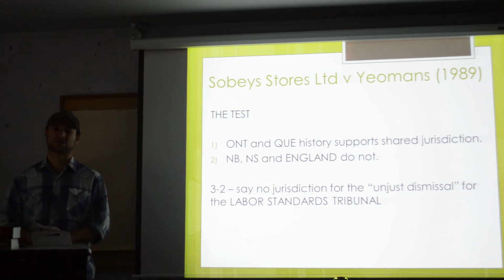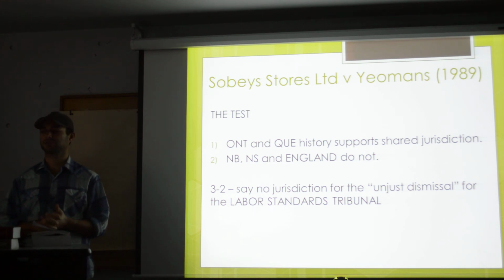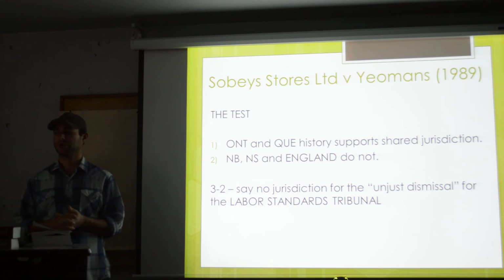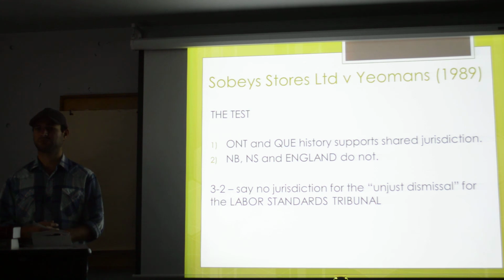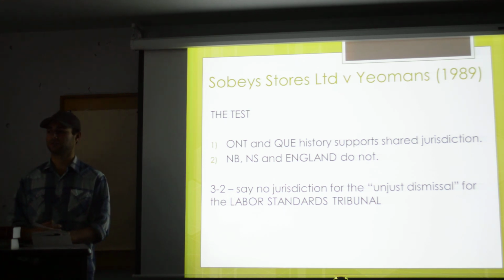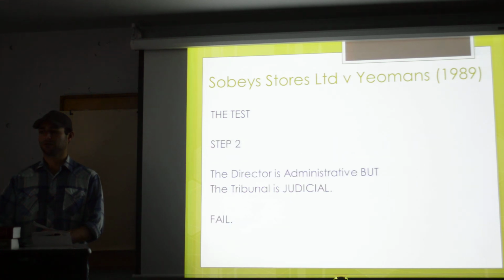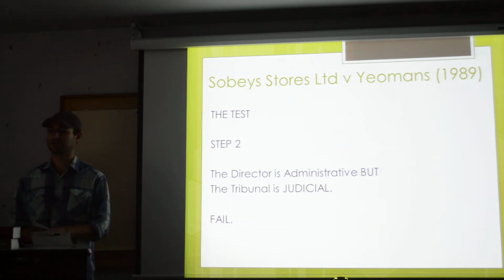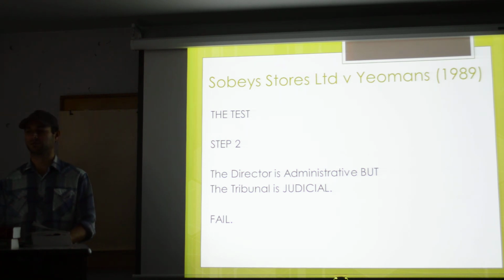So moving on to the test, after answering those 3 prefaced questions. Ontario and Quebec had a history that supports shared jurisdiction for labor relations between inferior and Section 96 courts. New Brunswick, Nova Scotia, and England did not. So no jurisdiction for unjust dismissal for labor standards according to step 1. We move on to step 2. The directors are administrative, but the tribunal is judicial, so they fail step 2 as well.